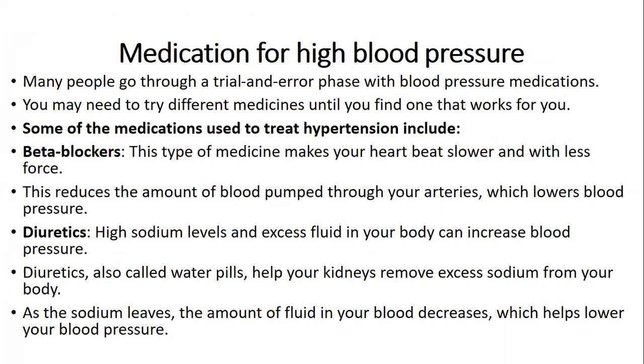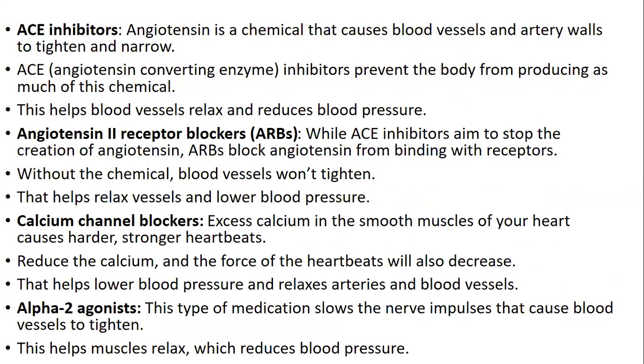Medications for high blood pressure include beta blockers. These reduce the amount of blood pumped through the arteries. It makes your heart beat slower with less force. That is what the beta blockers do. Diuretics: high sodium levels and excess fluid in the body can increase blood pressure. Therefore, diuretics, also called water pills, help kidneys remove excess sodium from the body. As the sodium leaves, the amount of blood fluid in the body decreases, which helps lower blood pressure.